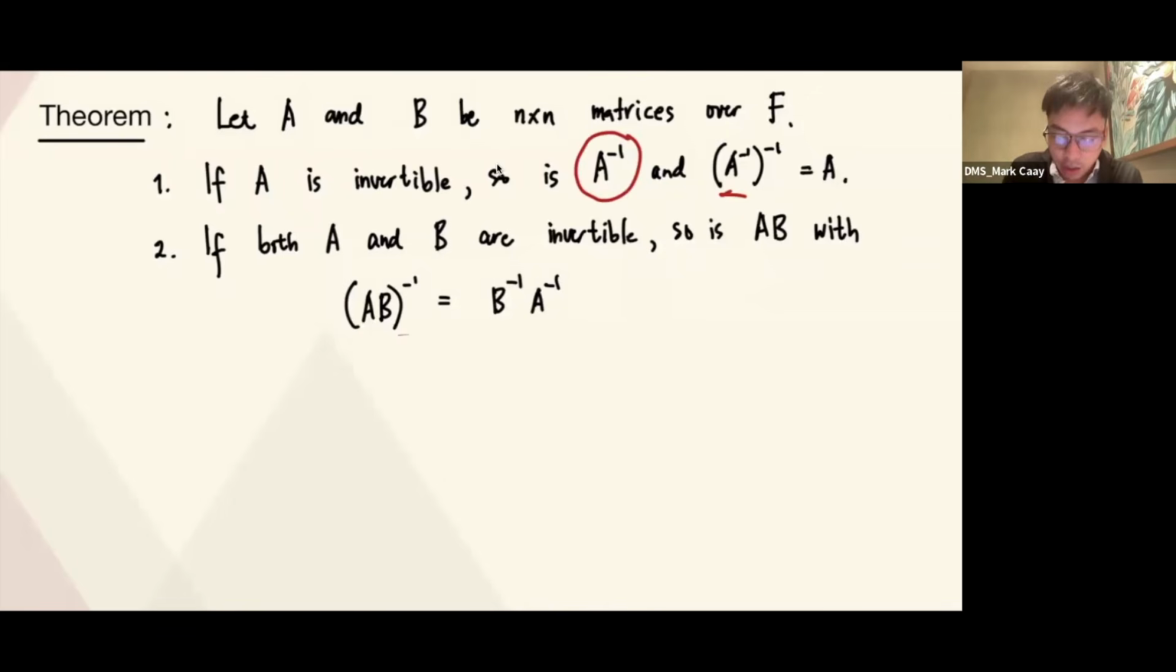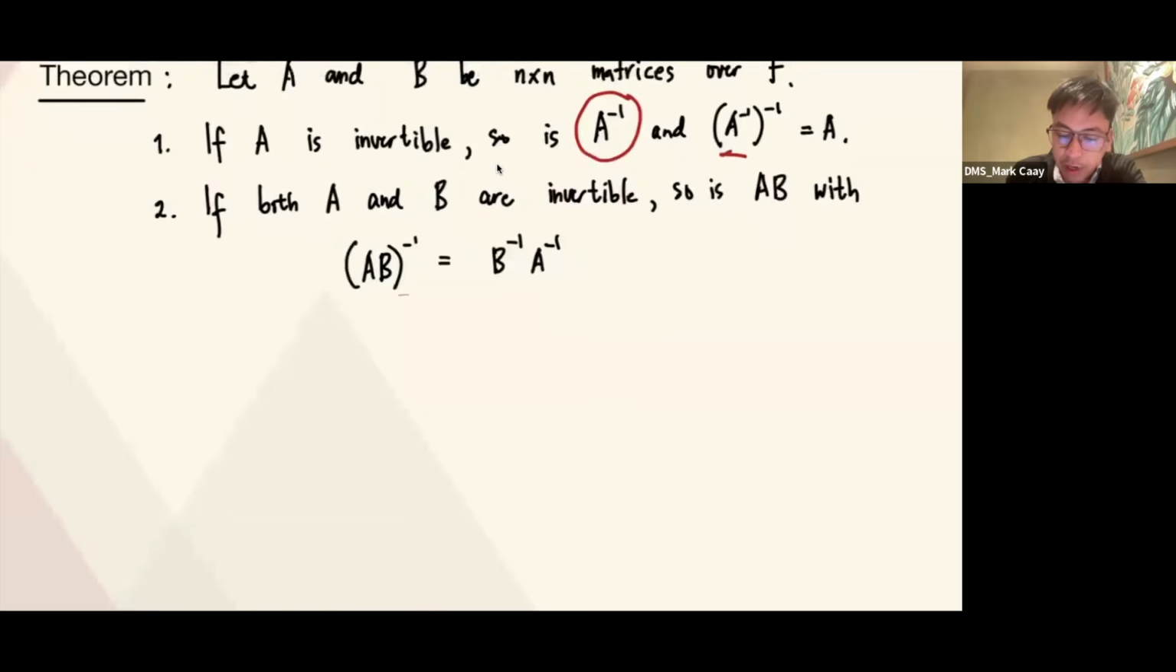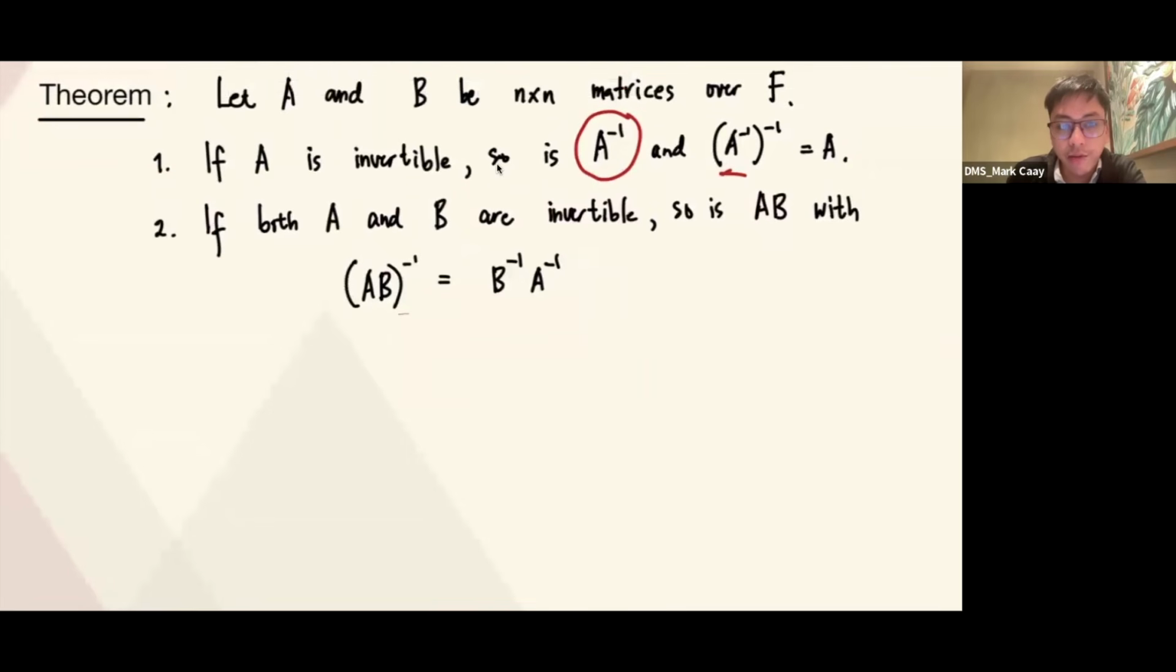And number two, if both A and B are invertible, so the product is the same, and the inverse of the product is equal to the product of B inverse and A inverse. So I think I'm gonna prove only the one, and then I will leave it to you as an exercise for number two. I'll just give you a hint for number two. But for number one kasi, just drop lang naman. If drop na lang 'to, kayo na bahala.